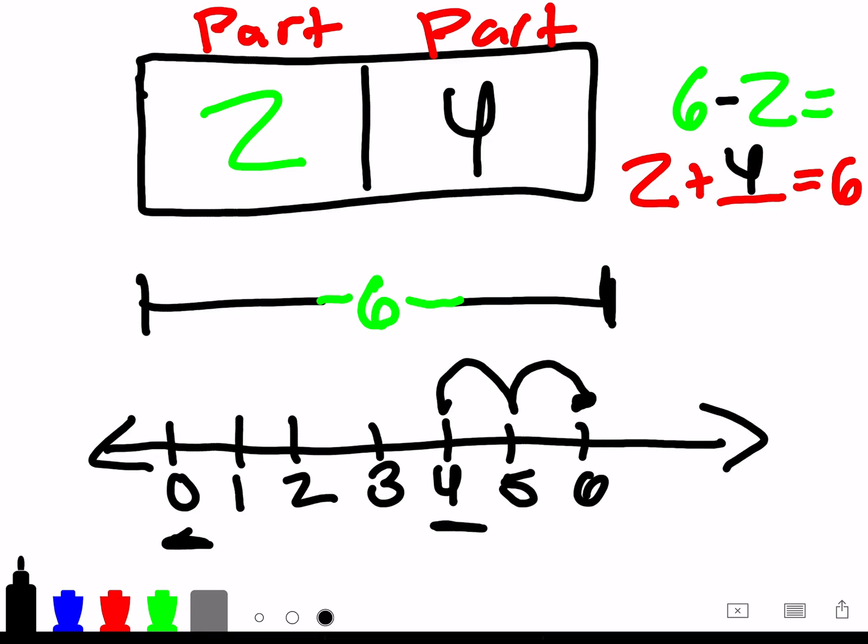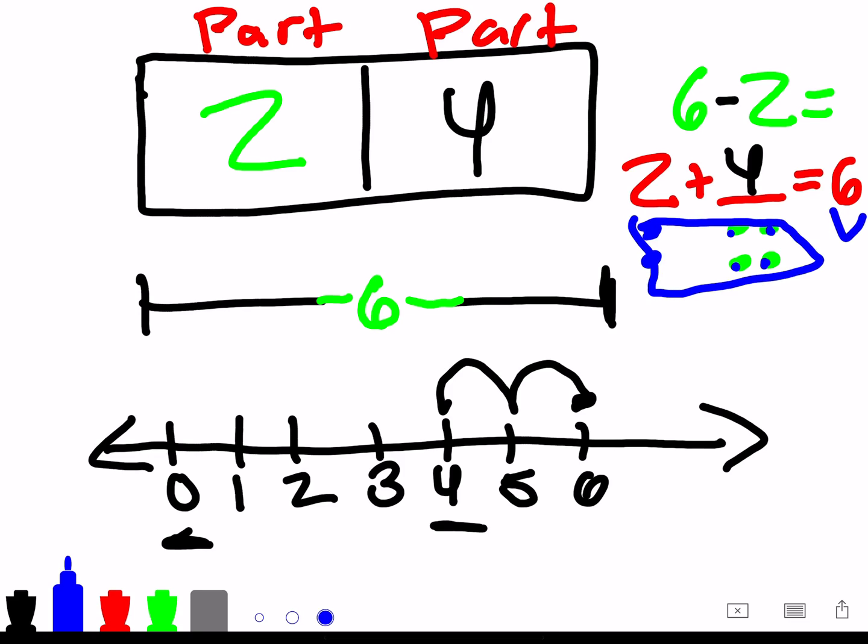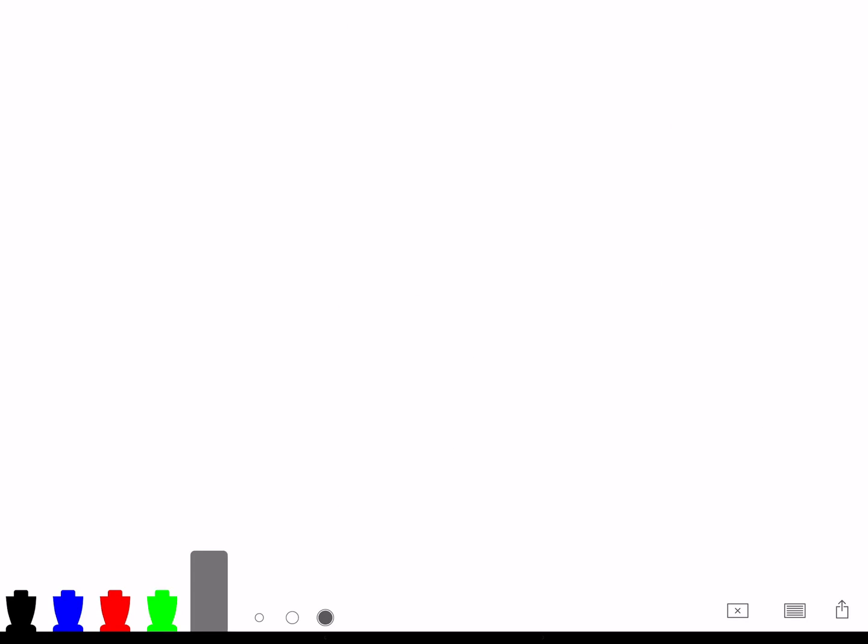So 2 plus 4 equals 6. So we can check out our problem. So we have 2 dots, 1, 2, and then we have 1, 2, 3, 4. And if we count out the total dots we have, 1, 2, 3, 4, 5, 6. We have altogether 6, which matches up with our answer. So that is correct. 2 plus 4 equals 6. Okay, now I'm going to erase this and we're going to try and practice on a different problem.